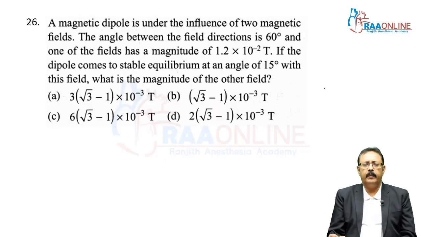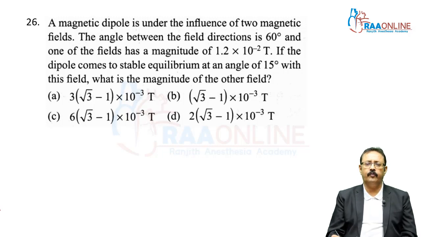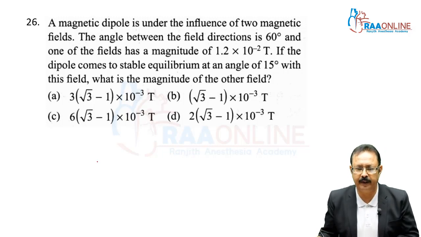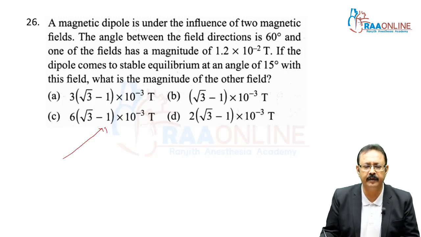Next, a magnetic dipole is under the influence of two magnetic fields. The angle between the field directions is 60 degrees, and one of the fields has a strength of this. If the dipole comes to stable equilibrium at an angle of 15 degrees with this field, what is the magnitude of the other field? See, what is happening here? Two magnetic fields are there. It is B1. It is B2. In equilibrium, and the angle between both is 60 degrees.